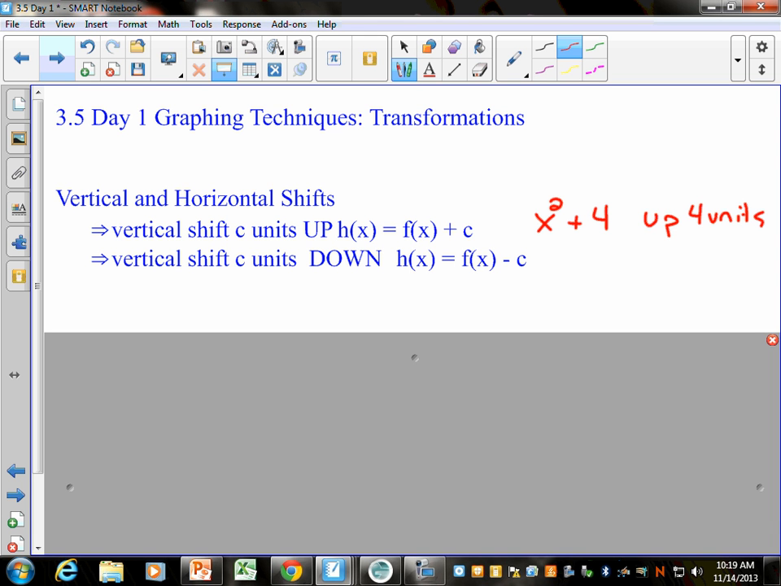And if you subtract a number outside of your function, then you move it down. I'm going to use a different function, like a square root function, the square root of x minus 3. Again, notice the minus 3 is not in that radical, it's outside of it. That means that it moves down 3 units.